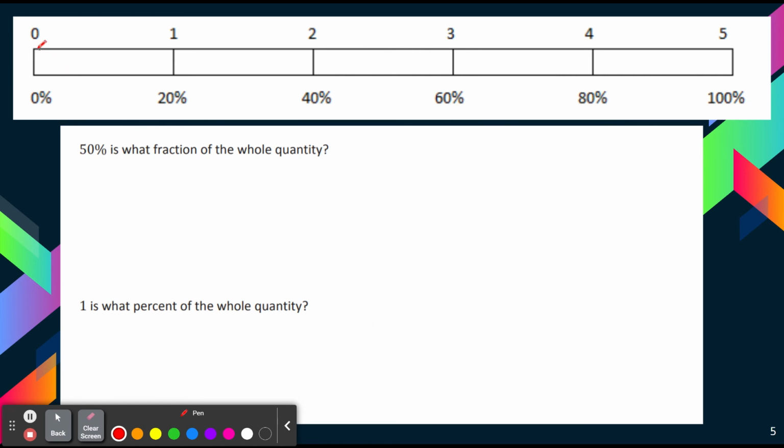All right, 1%. Let's take a look at 1%. It's way down here, really close to the 0. So 1%, 1 is what percent of the whole quantity? Well, if I have 5 as my whole, it's going to be super small. But if I take a look, I'm looking for just plain old percent, and percent is out of 100. So 1 is just going to be 1% of that whole.